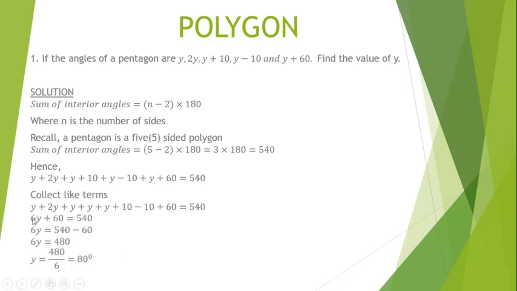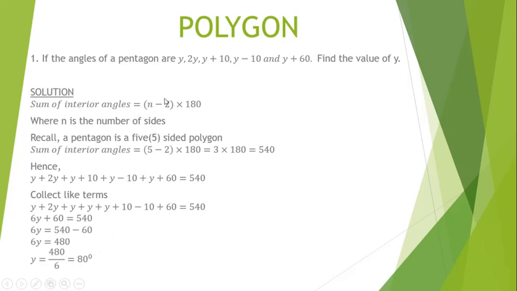When you collect like terms, y plus 2y plus the other y terms sum up to 6y. 10 minus 10 gives 0, so they cancel out and you are left with plus 60 equals 540. Then the 60 crosses over and becomes negative, so we arrive at 6y equals 480. Divide both sides by 6, and y equals 80 degrees.